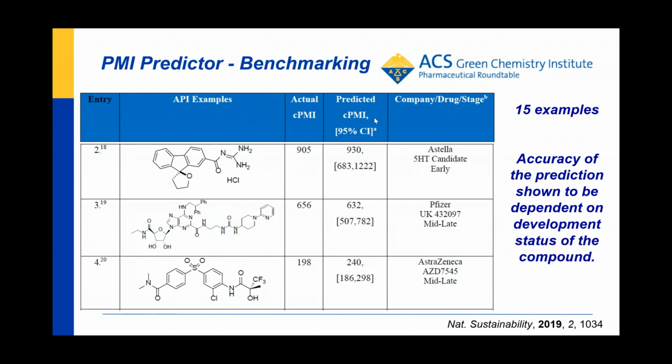One thing they also did was look at what the company was, what the drug was, and what stage of development it was, which was one of the most interesting findings from this study. What you'll see here is that the predicted PMIs correlate pretty nicely with the actual PMIs. What they also found was that the accuracy of the prediction was dependent on the development stage of the compound. For compounds in early stages of development, the tool tended to predict higher than what the actual PMI looked like.